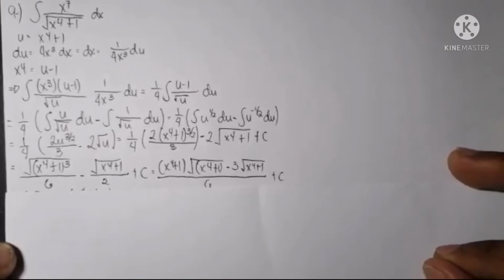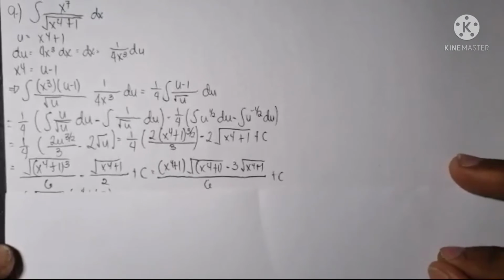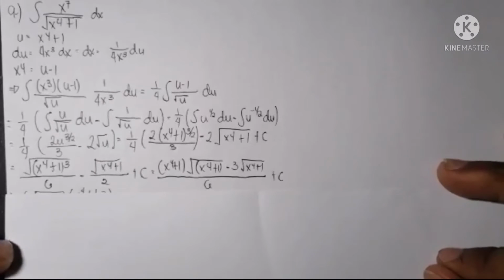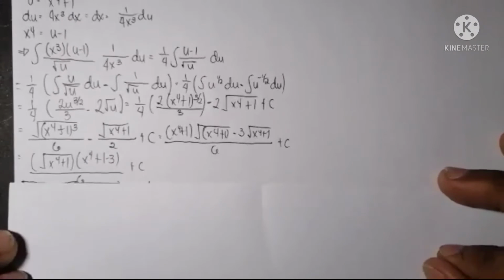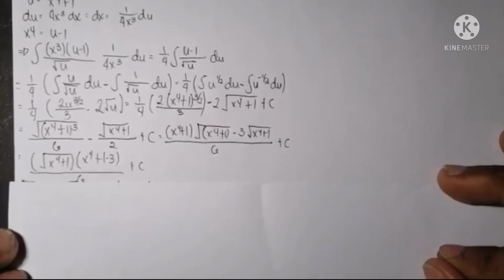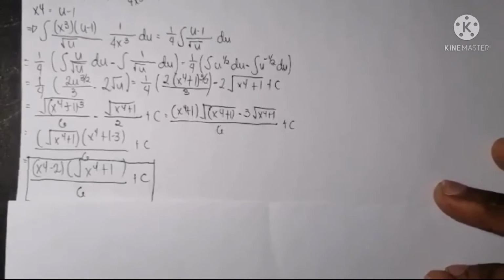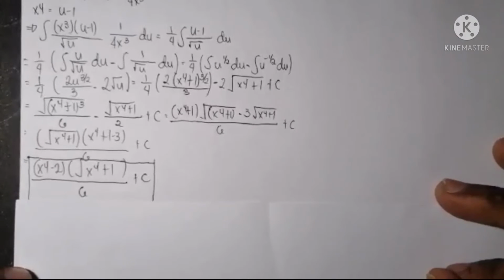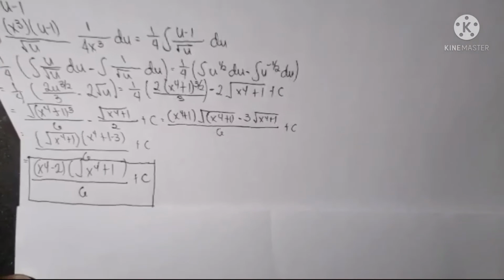The square root of x raised to 4 plus 1 cubed all over 6 minus the square root of x raised to 4 plus 1 all over 2 plus c is now equal to x raised to 4 plus 1 times the square root of x raised to 4 plus 1 minus 3 times the square root of x raised to 4 plus 1 all over 6 plus c. Factoring, the square root of x raised to 4 plus 1 times x raised to 4 plus 1 minus 3 all over 6 plus c. So the final answer now is x raised to 4 minus 2 times the square root of x raised to 4 plus 1 all over 6 plus c.